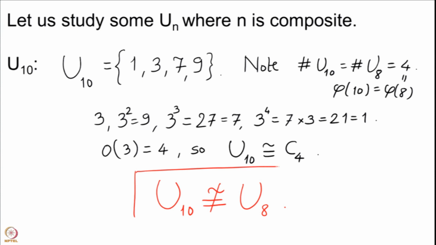This is why we are looking at the group structure on these sets. If you were looking at only the orders of these sets, then we would have that U10 and U8 have the same number of elements. However, as groups these two are distinct.